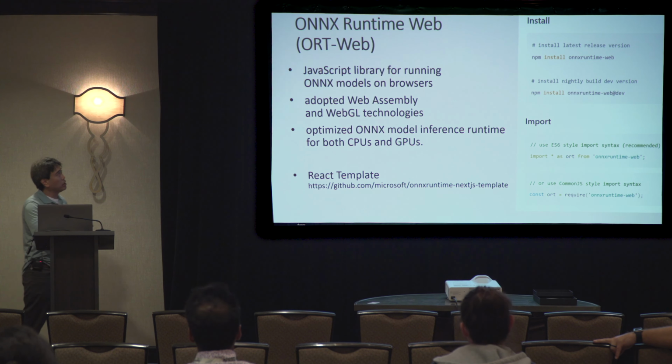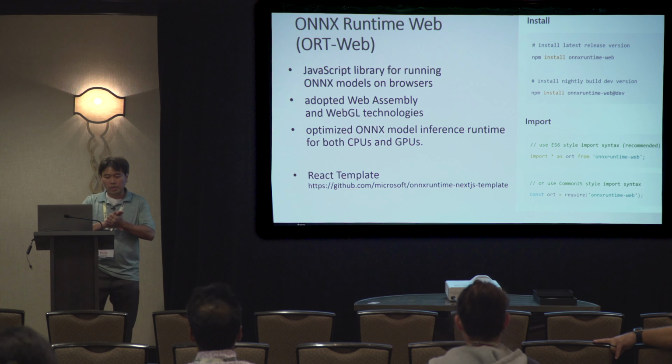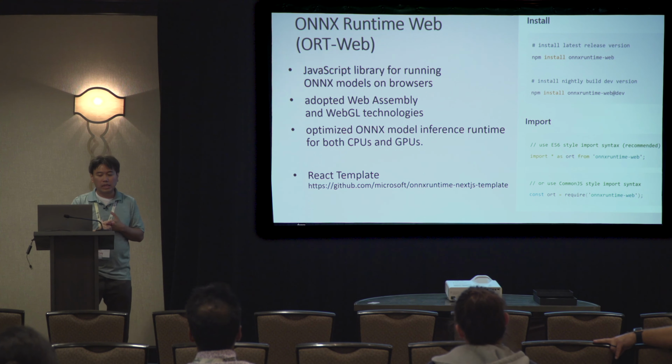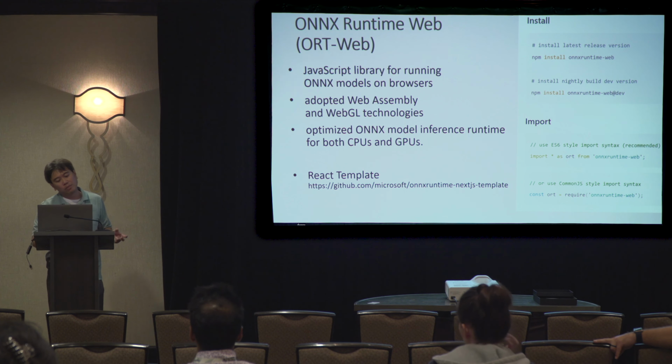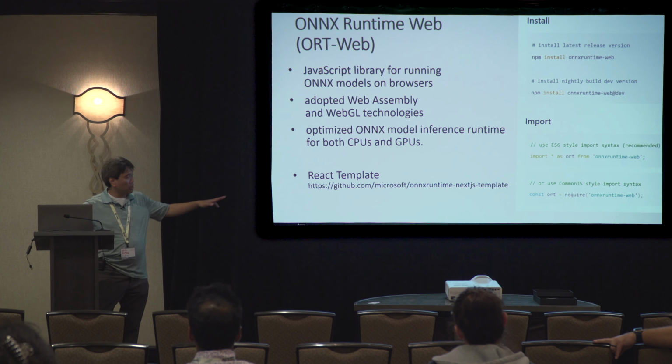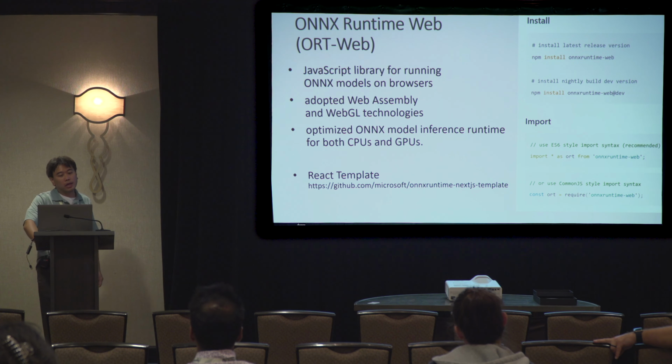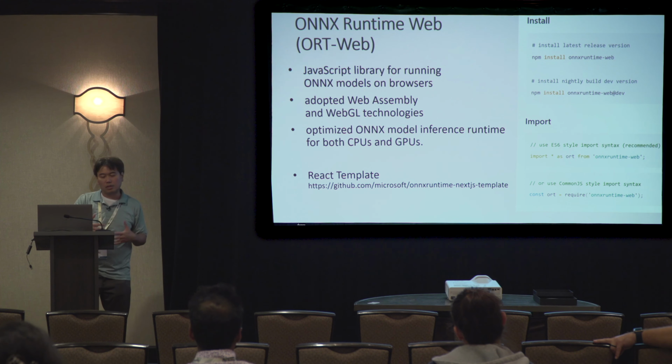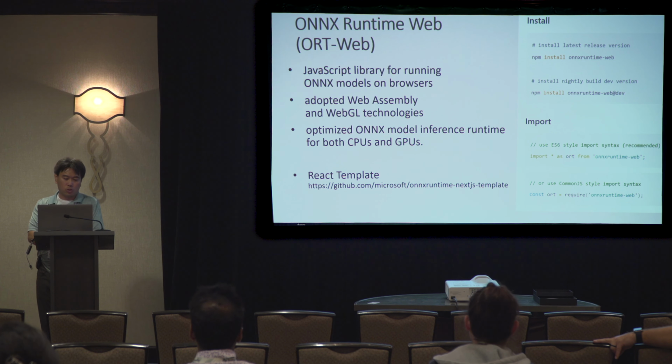So how would we run it in ONNX Runtime Web, or ORT Web? This one is a JavaScript library for running ONNX models in the browser itself. It's using WebAssembly and WebGL technologies. It can use both CPU and GPU. And if you want to use this in React, there is an existing template available if you're using Next.js, and you can start from there. It's a simpler example. Of course, you would run npm install onnxruntime-web and import it into your application.